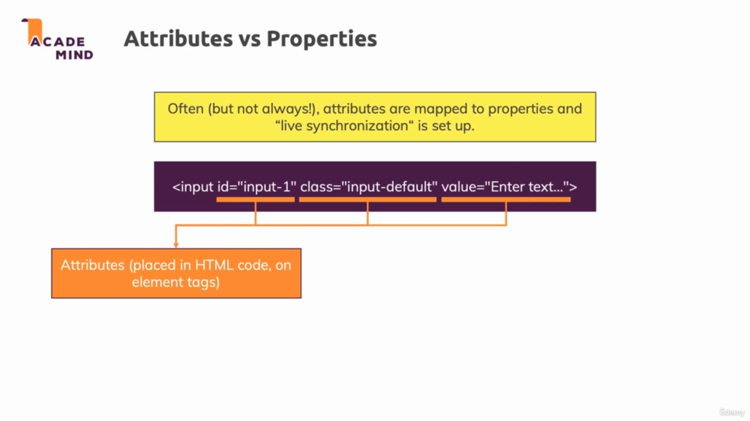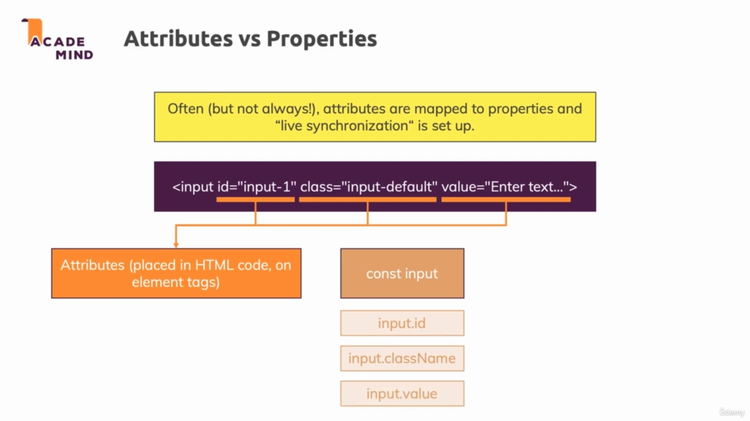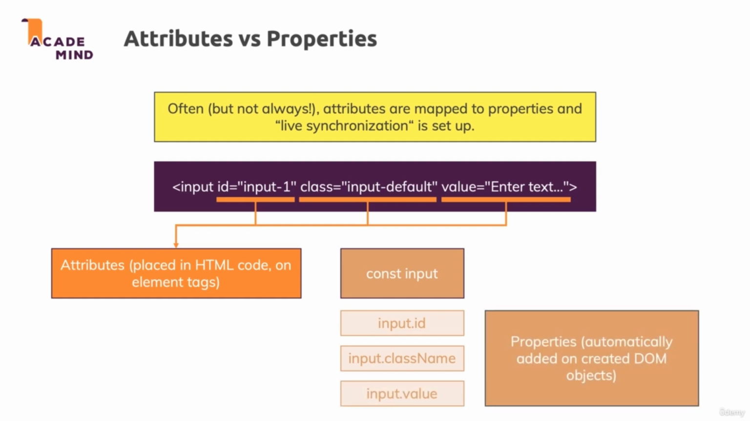And here, for example, we see that if we get access to this input element and store it in a constant, let's say we name it input, then we can read the ID from it, but also the class name and the value. And the properties, as I mentioned, are automatically added on the created DOM objects. Now here it's important to understand that not every attribute has a one-to-one mapping in properties though. Input ID has it. There we have an ID attribute and an ID property. And if we change the value of the attribute, the property updates. If we change the value of the property, the attribute will update. So we have some live synchronization going on here.